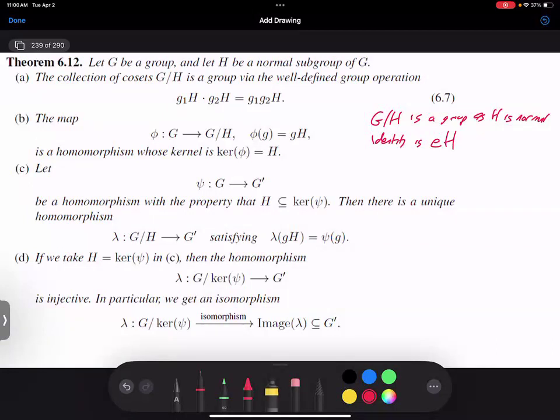Part C is we now start having some map from G to G prime. It's going to be a group homomorphism with the property that H is contained in the kernel. Then there's a unique homomorphism lambda that takes the set of cosets and maps it to G prime. And then in part D, if we take H to be the kernel, and then we look at this homomorphism, we get an isomorphism between G modding out by the kernel and the image. So rather than proving this, I want to just convert this to normal English that you've seen before.